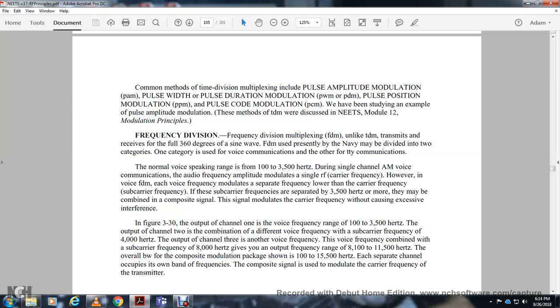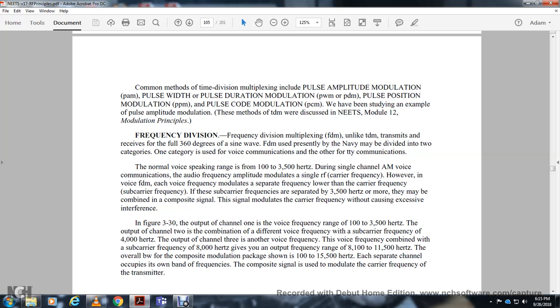Alright, your frequency division. Frequency division multiplexing. Unlike time division multiplexing, which receives a full 360-degree sine wave, frequency division multiplexing is presented in the Navy divided into two categories. One category is voice communications, the other is teletype communications.